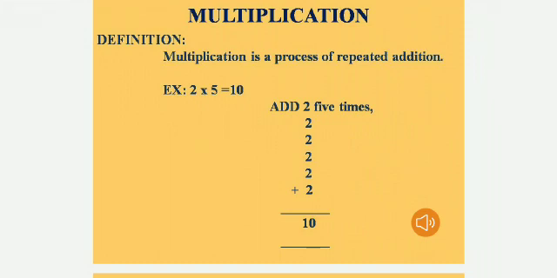Example, I have multiplied 2 fives are 10. That is nothing but, as you can see here, I am adding 2 number 5 times. So when I add 2 number 5 times, I will get the result 10. And if I do multiplication, 2 fives are also 10. So this process of repeated addition is called multiplication.